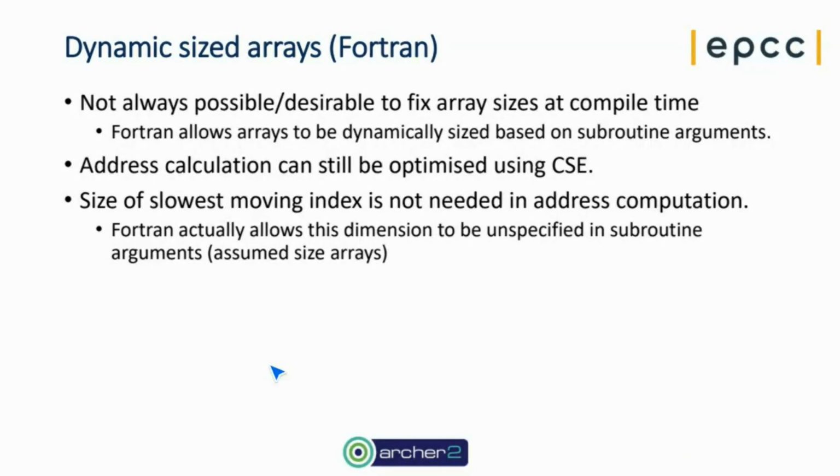Okay, so what about dynamically sized arrays? Well, let's think about Fortran first. It's not always possible or desirable to have fixed array sizes at compile time. Fortran allows arrays to be dynamically sized based on subroutine arguments. Even if you do that, the compiler is still pretty good at optimizing the address calculations, and the size of the slowest moving index is not needed in the address computation.